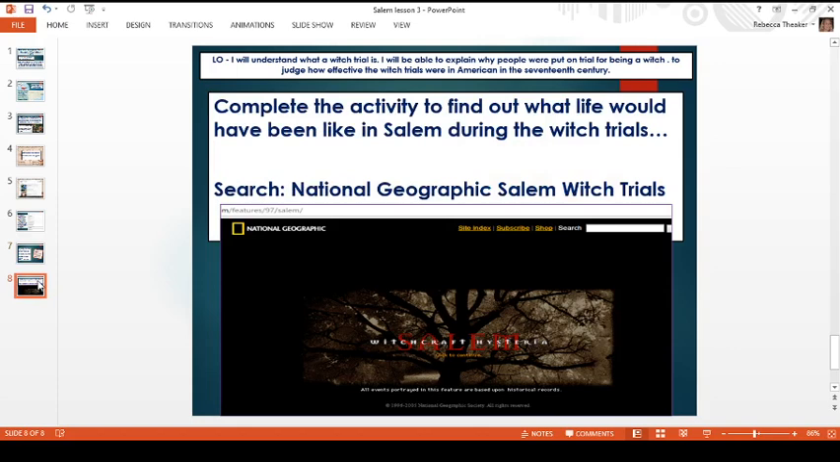If you haven't had enough of the Salem Witch Trials and you found that really interesting, I found quite a good website. It's on National Geographic, so if you go onto Google and type in National Geographic Salem Witch Trials, it comes up with this website here, and it gives you like a little tour around Salem, and then it puts you on trial as well, and then you have some questions to answer, and have like little activities on there. If you want to do that, you don't have to do that, okay?